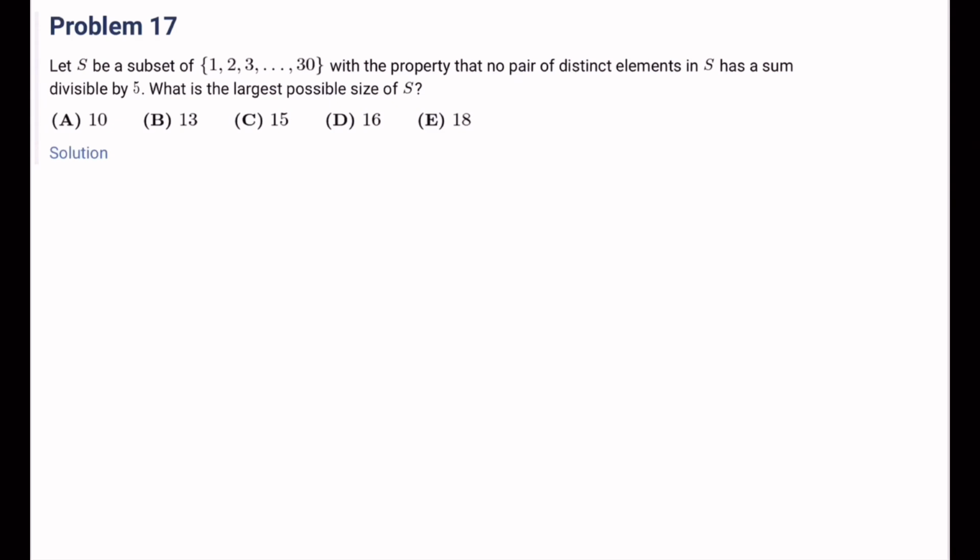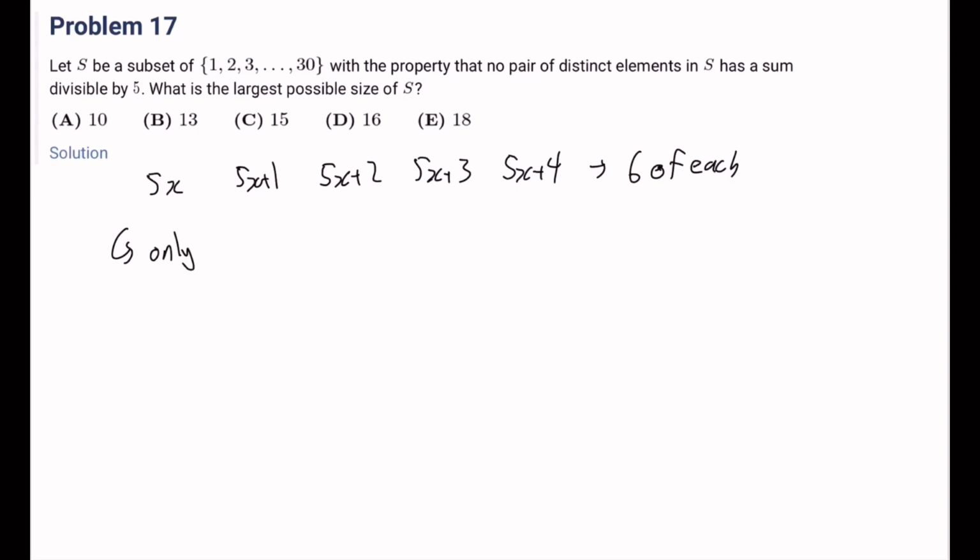Okay, so in this set, we have numbers that are of the form 5x, 5x plus 1, 5x plus 2, 5x plus 3, or 5x plus 4. If you see, there are 6 of each because we have all the numbers from 1 to 30. First, we have to notice that only one 5x is possible, because if we have any more 5x's, then those two are going to sum to be divisible by 5. So only one is possible.